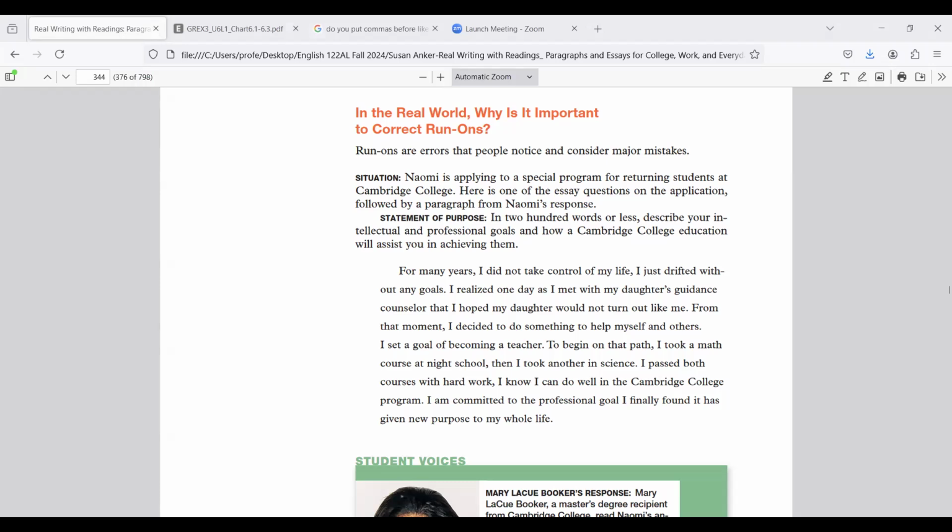Okay, this is fine. This is also fine. That's fine. So we have a subject, verb, complete idea. Here we have an introductory phrase. That's fine. To begin on that path, I took a math course at night school, but here's a problem. Many people don't know that this is a problem, but this word "then" is a dependent word, and it's also, sorry, it's not a dependent word. It's a conjunction. I'm sorry.